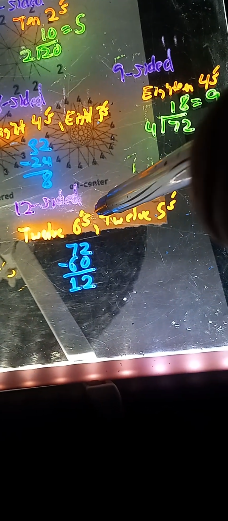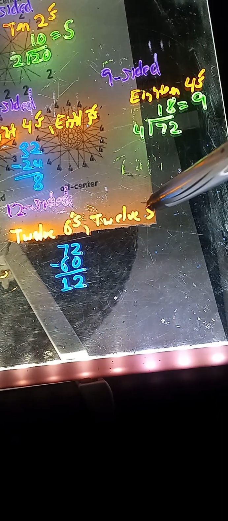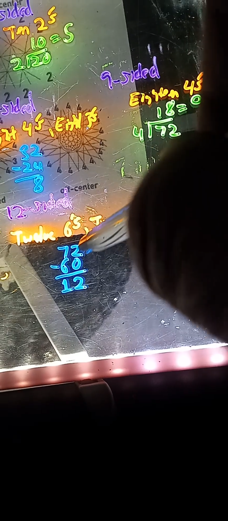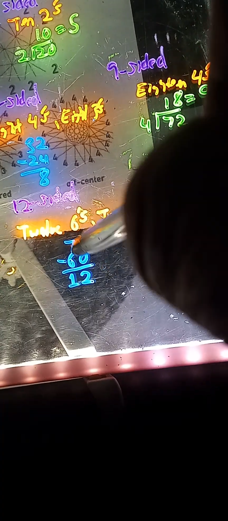12 sixes and 12 fives. And 12 sixes is 72, 12 fives is 60, 72 subtract 60 is 12, so it's 12-sided or 12 lines that would go through that fractal point.